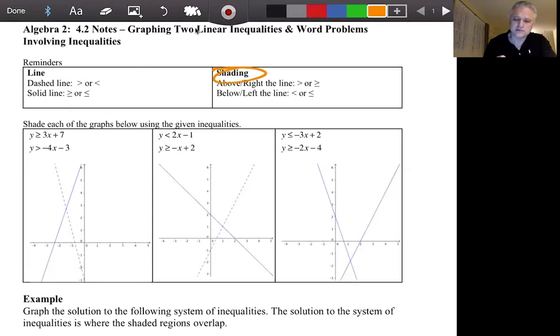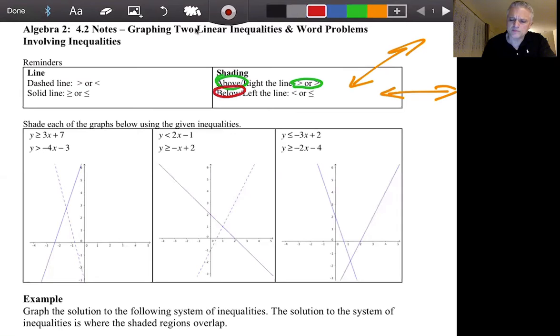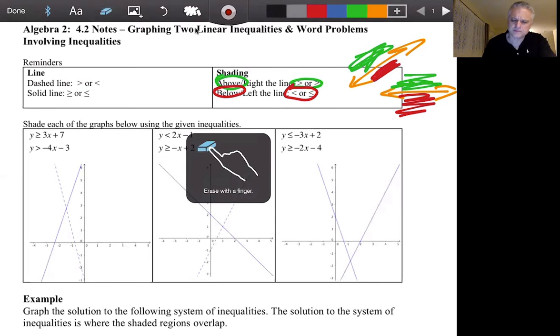Then when we shade, if we have a slanted line or a horizontal line, you're going to go above if it's greater than or equal to. You're going to go below if it's less than or equal to. So this would be less than, this would be less than, this one will be greater than, this one would be greater than.